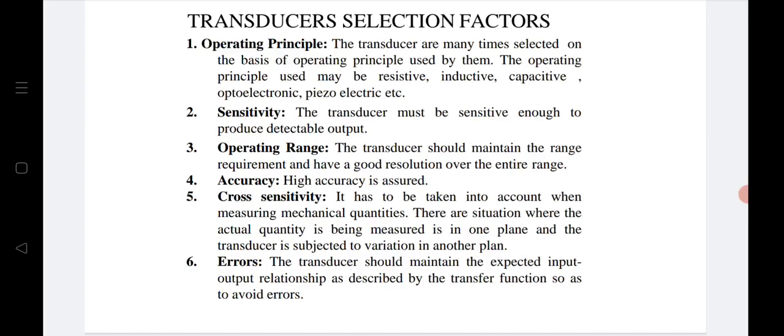The next one is errors. The transducer should maintain the expected input and output relationship as described by the transfer function so as to avoid errors. So the output versus input error should be very small.